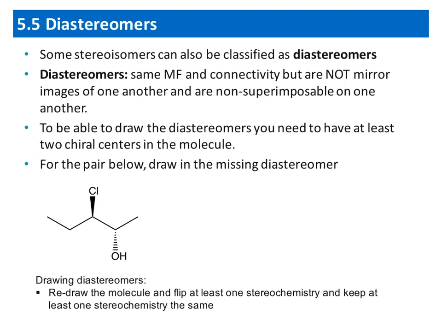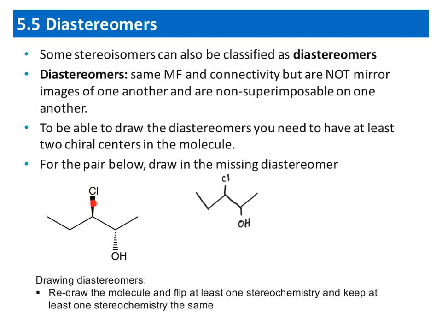There are multiple ways of doing that. I found this way easier, so I'm going to teach you this, which is pretty easy. The way to do it is first redraw the molecule with the same connectivity. So I'm going to do that. I have chlorine connected here and OH connected here. Now, to make this molecule a diastereomer of the first molecule, you need to flip at least one stereochemistry and keep at least one stereochemistry the same.